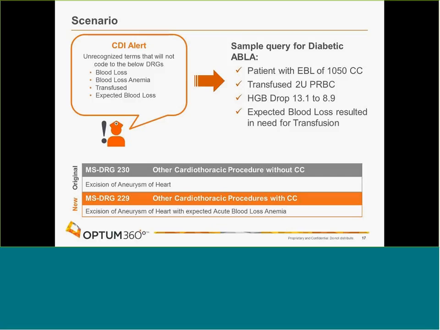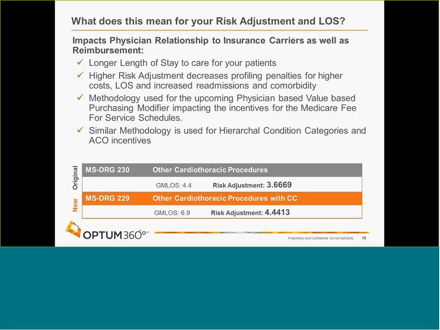This patient had an estimated blood loss of 1 liter, was transfused with 2 units, and had a significant drop in hemoglobin. The terms that didn't work were blood loss, blood loss anemia, transfused, and expected blood loss. But when we queried for acute blood loss anemia, we got over 2 days in our length of stay and almost a full point of risk adjustment.